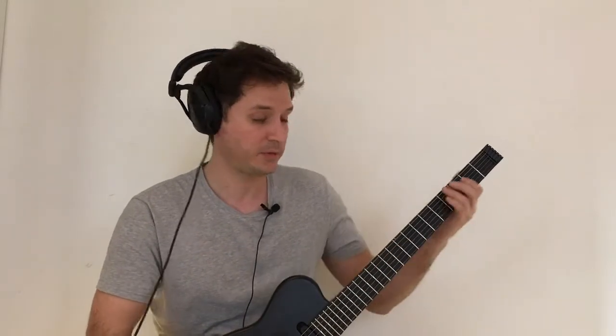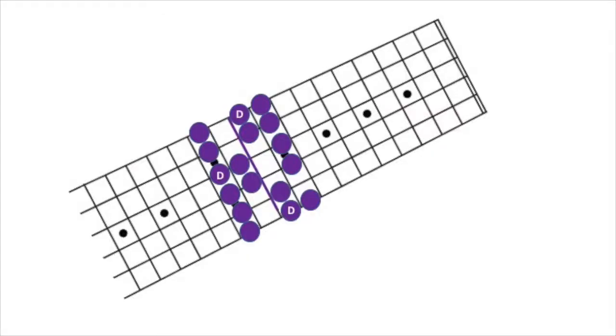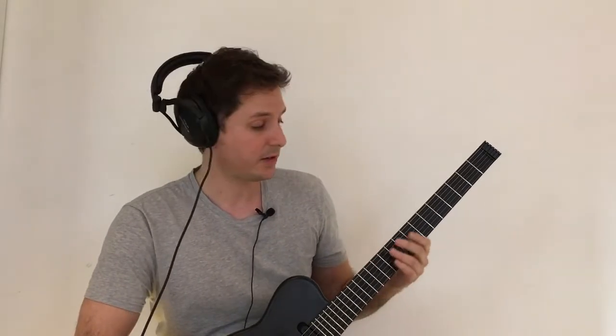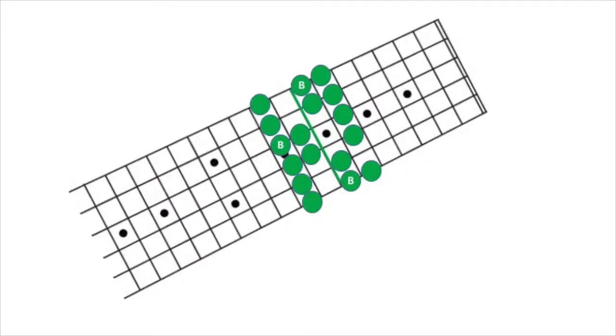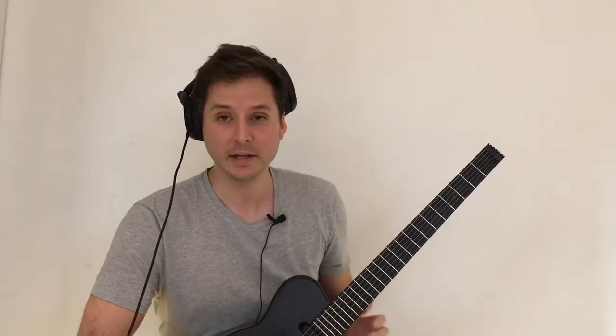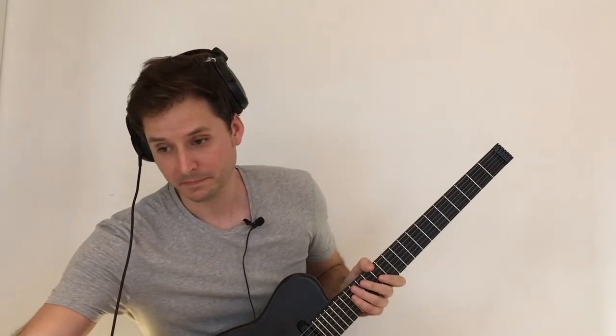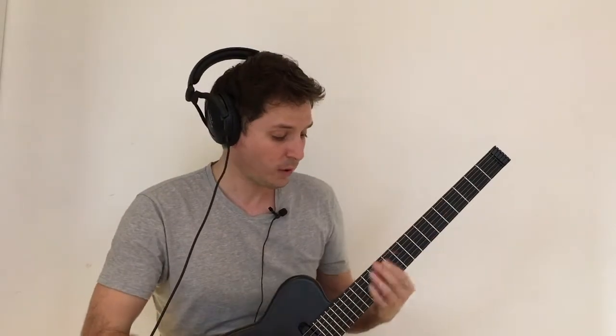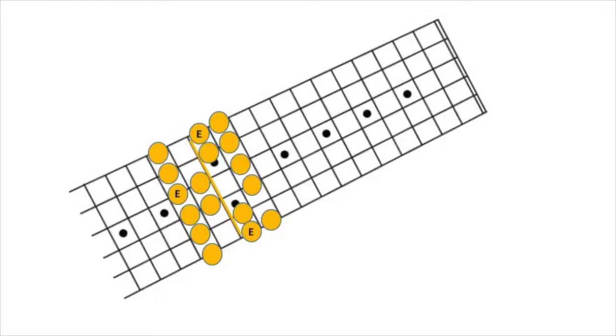So for example, if you play it on the 10th fret, that's a D major scale. If we play it on the 7th fret, that's a B major scale. If we play it on the 12th fret, way up here, that's an E major scale.